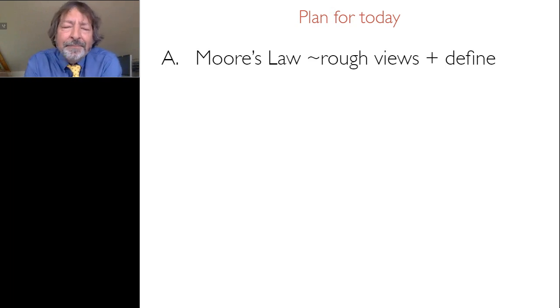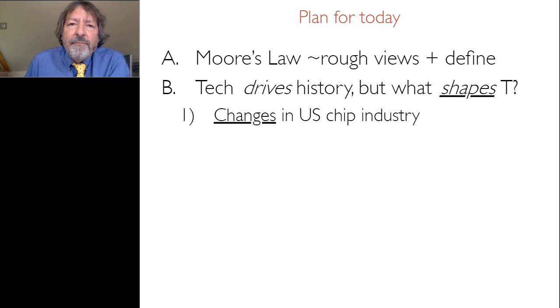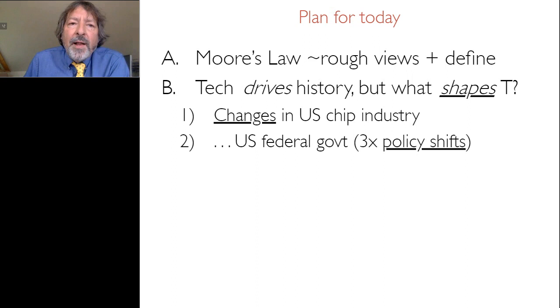Moore's Law is a good example of an instance where technology seems to drive history, but the core of the talk really is, well, what shapes the technologies that drive history? The core of the talk covers three different changes. That's B1, B2, and B3. First, I'll look at changes in the U.S. semiconductor or chip industry. This is the 60s, 70s, and 80s. I'll also look at changes in the federal government. There were three policy shifts.